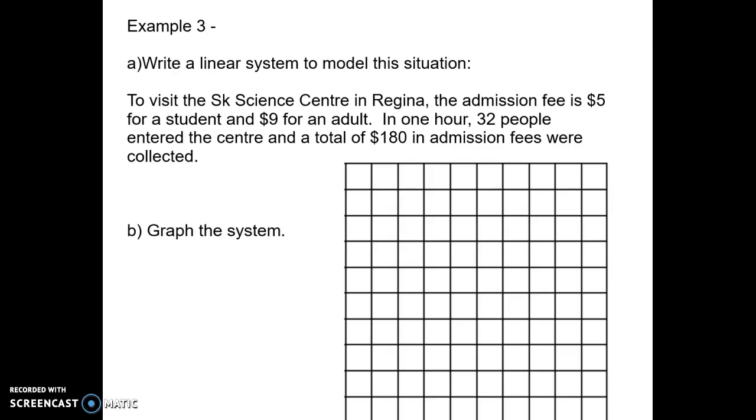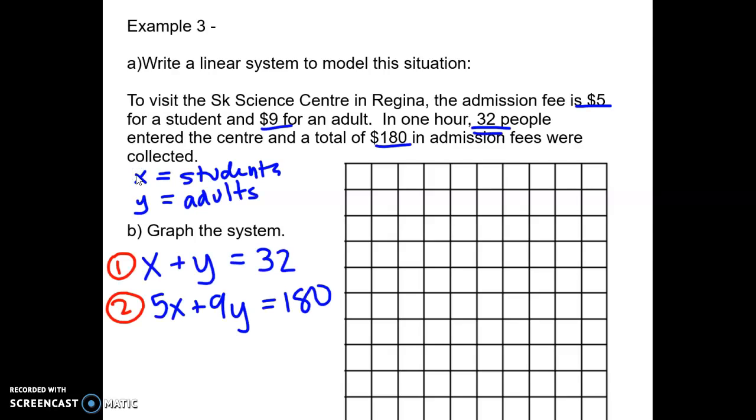This one, example 3, we have a visit to the Science Center has an administration fee of $5 for a student and $9 for an adult. In 1 hour, 32 people enter, and a total of $180 were collected. So here we have to make up our own equations. So for this one, we have two things. We have x and we have y. What should we make x and what should we make y?